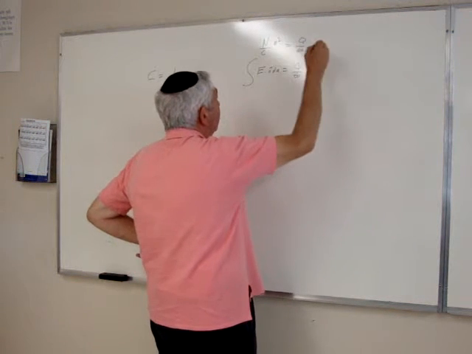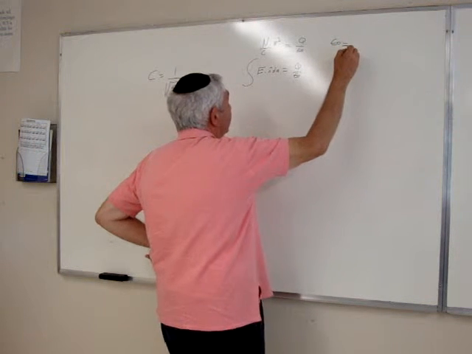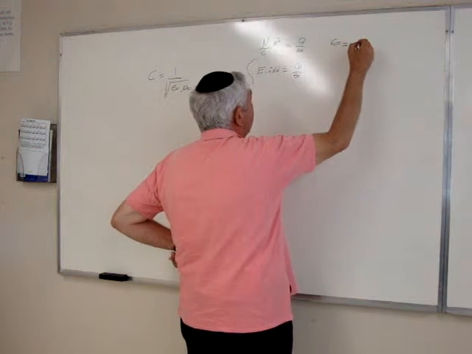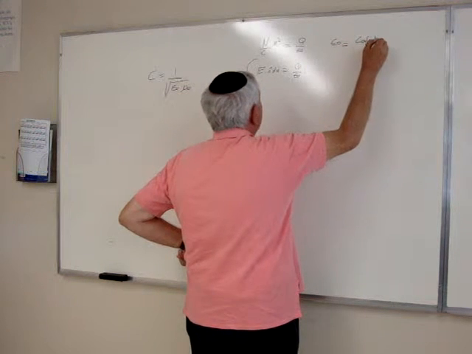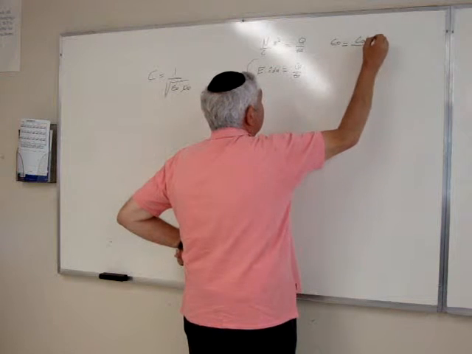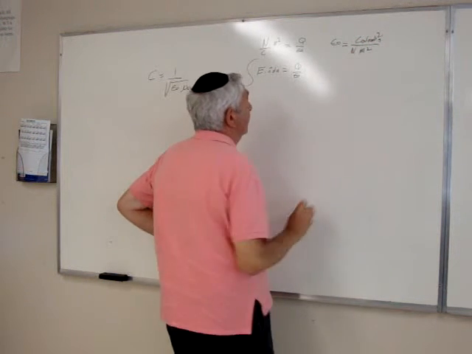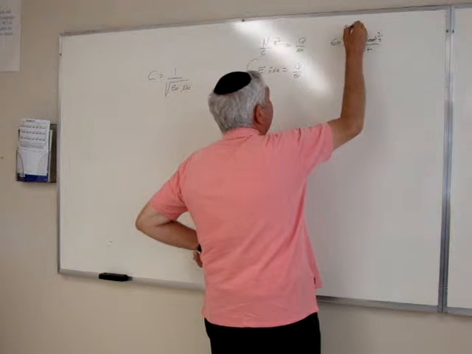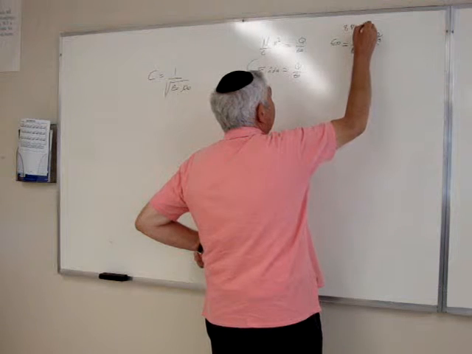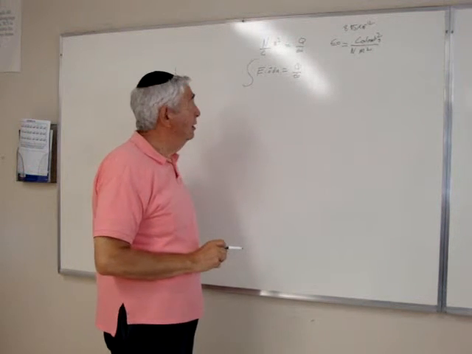So, if I cross multiply this, epsilon 0 would have the units of coulombs squared per Newton meter squared. Actually, it's 8.85 times 10 to the minus 12 coulombs squared per Newton meter squared.